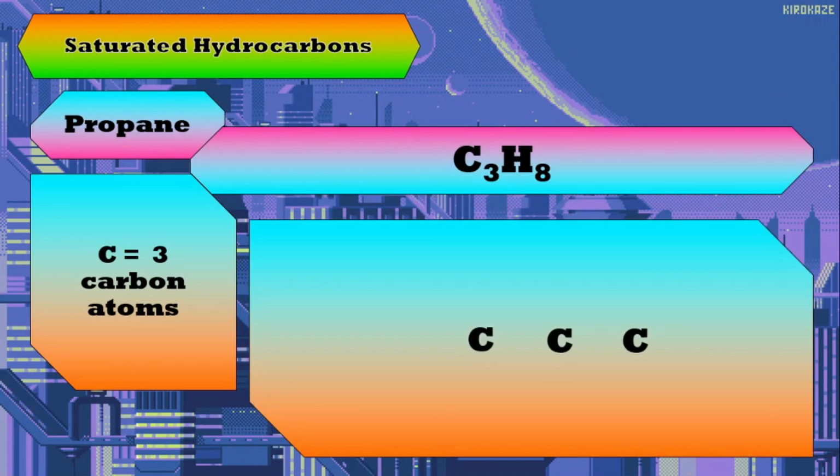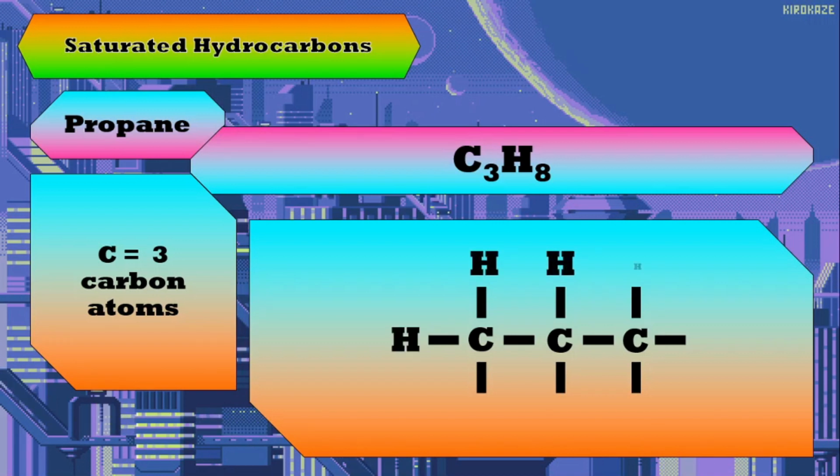Okay, so this is what propane looks like in its structural formula. We have 3 C's bonded singly to each other and with the remaining H, or hydrogen, atoms.